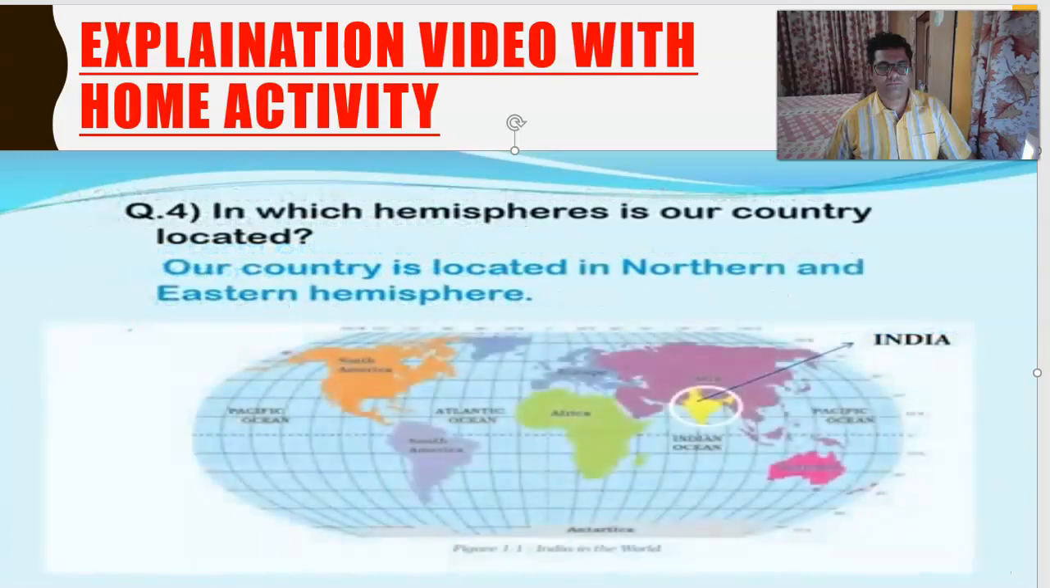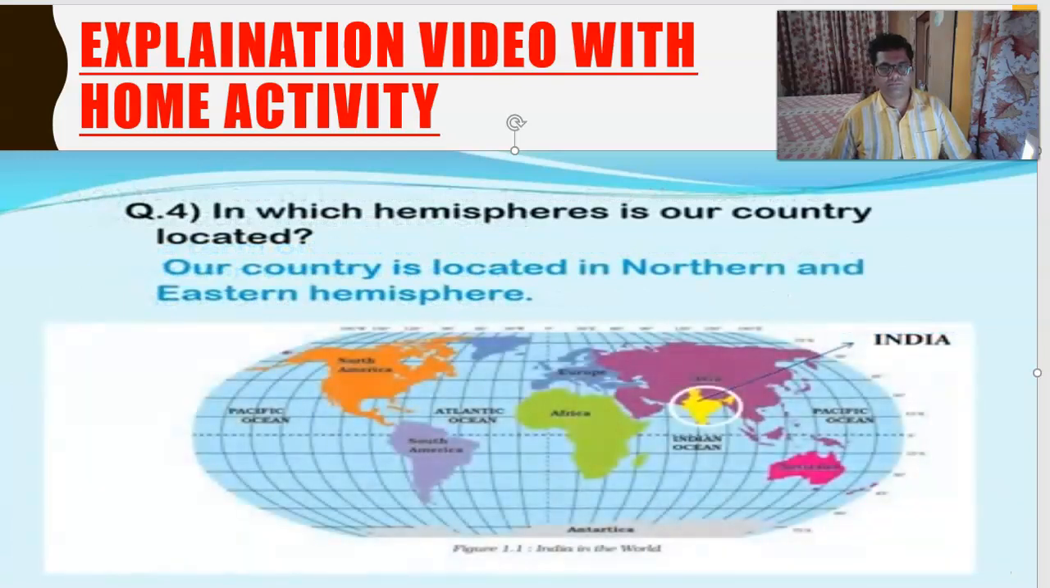In which hemispheres is our country located? To determine this, we need a world map. India is shown in the circle. With the help of this map, we can clearly say that India is located in the northern and eastern hemisphere.